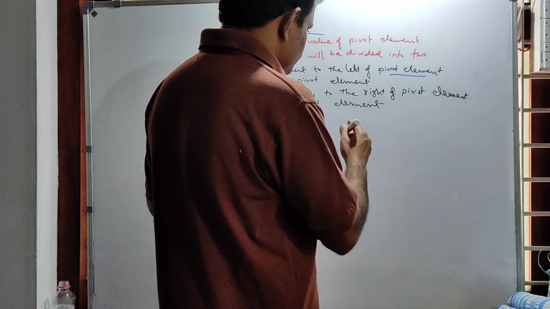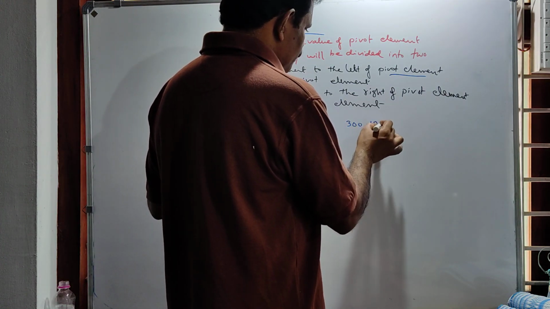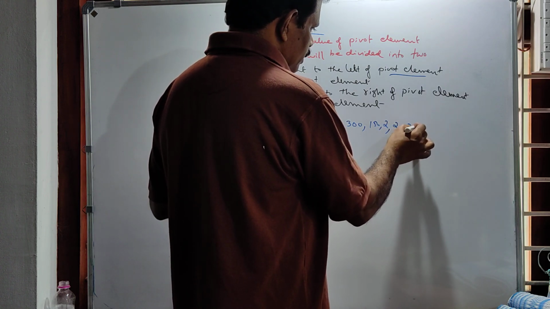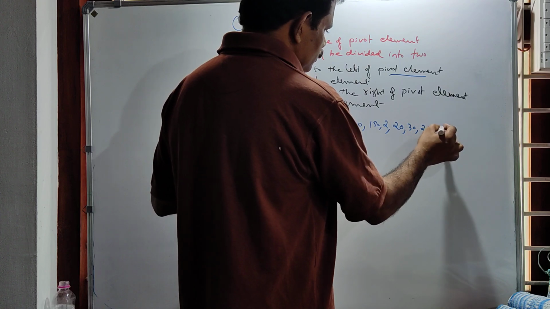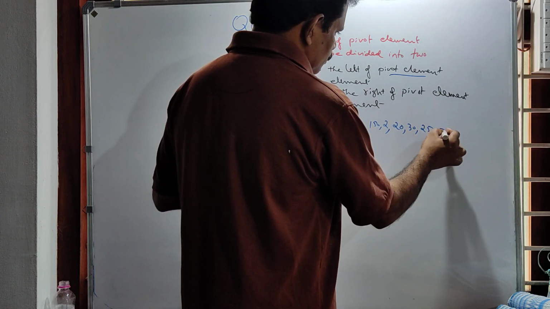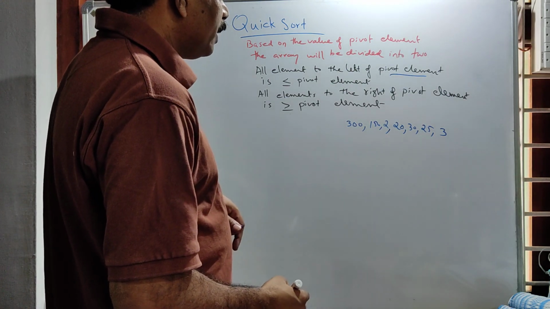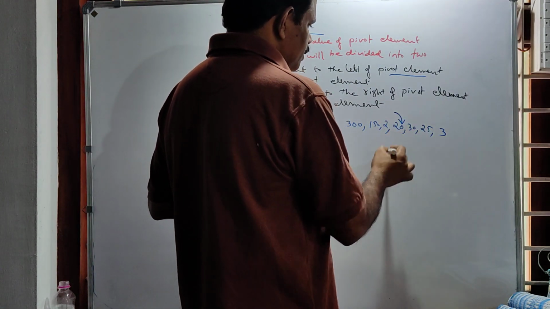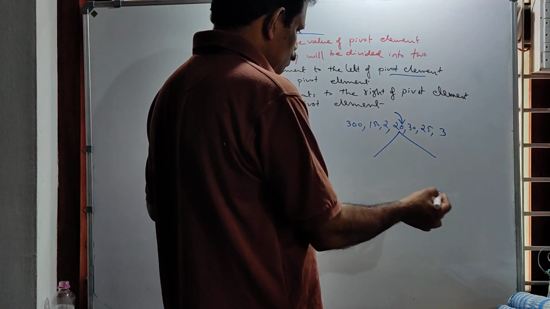Suppose this is our array: 300, 150, 2, 20, 30, 25, 3. Okay, and we are picking 20 as our pivot element. So based on this value, the array will be divided into 2.